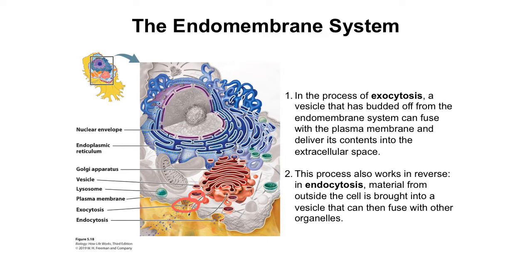Now, the reverse can also happen. This process works in reverse in a process called endocytosis, whereby the material from outside the cell is brought into a vesicle, like so, and buds off inside the cell and gets fused to the Golgi apparatus, and even with other organelles, for example. So, for example, it can fuse with, let's say, a lysosome.